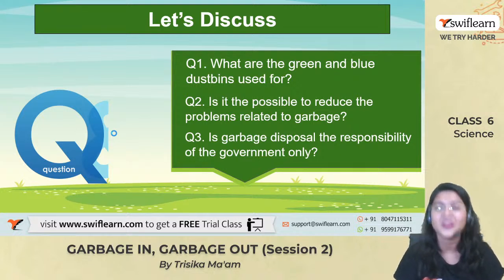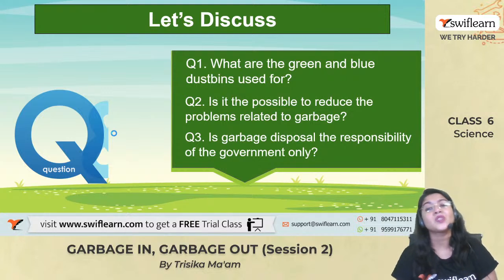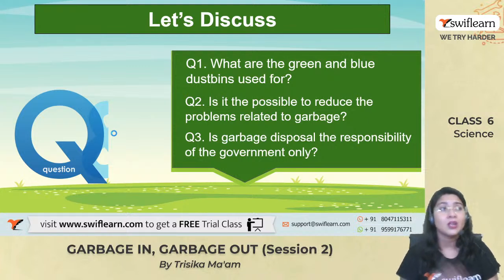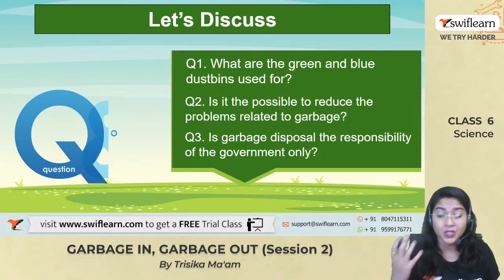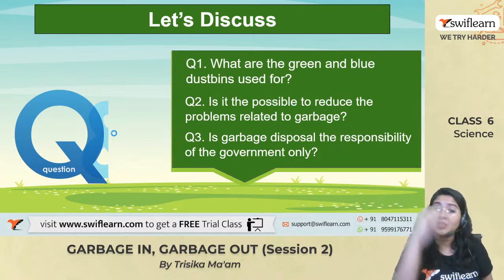So we should throw all those materials into the blue dustbin. Clear, Hannah? Chalo. Now, is it possible to reduce the problems related to garbage? Can we reduce the problems created within the environment, or the different types of pollution within the environment, by reducing the use of garbage? Yes, any idea?